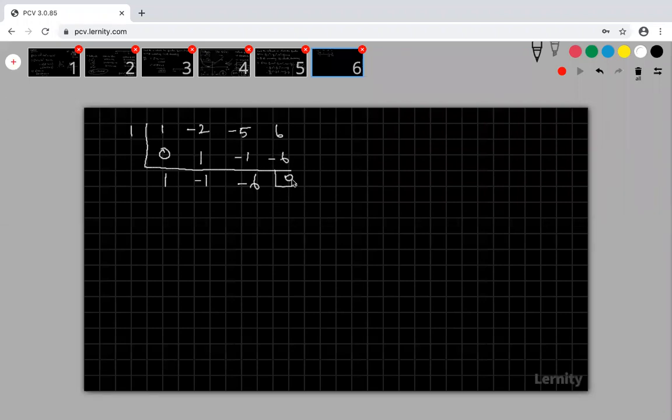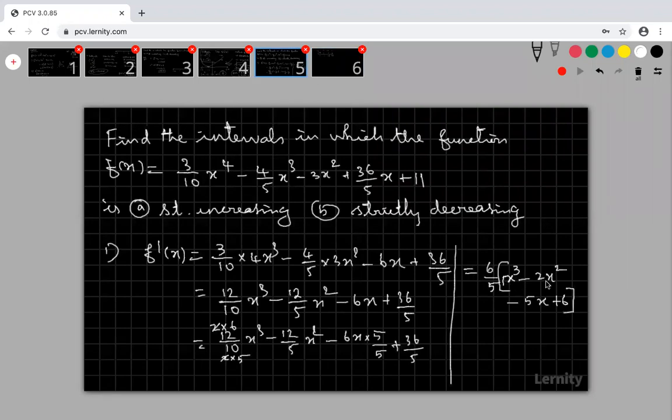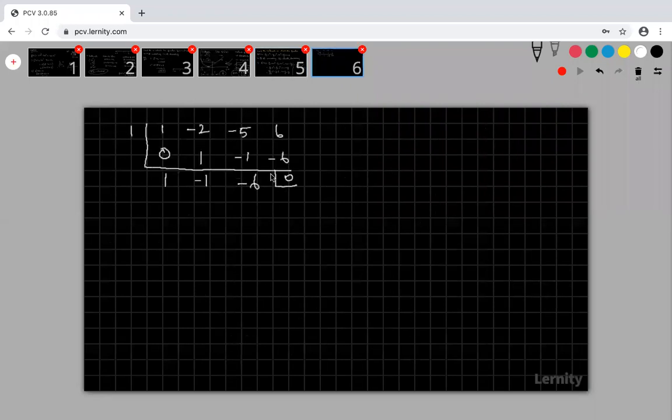If you are getting 0 here, then definitely this 1 is a solution of this polynomial. So if I'm not getting 0, then what to do, sir? You can try with minus 1. Check that. If you are getting 0 here with minus 1, then minus 1 is a root of the equation. Are you okay? So now here 1 is a solution of the equation. That means x is equal to 1 is a zero of the given polynomial.